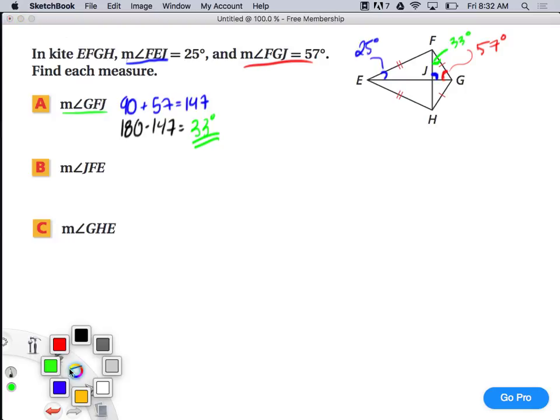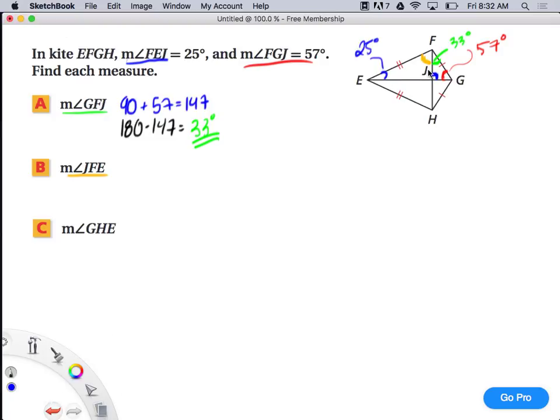All right, the next one is the angle JFE. So where is JFE? That's this one right here. At this point, you guys should know how to do this one, right? What do I know about this angle right here? First off, what's this shape that I'm outlining? A triangle, right? And what do I know about that angle right in there? It's 90 degrees as well.